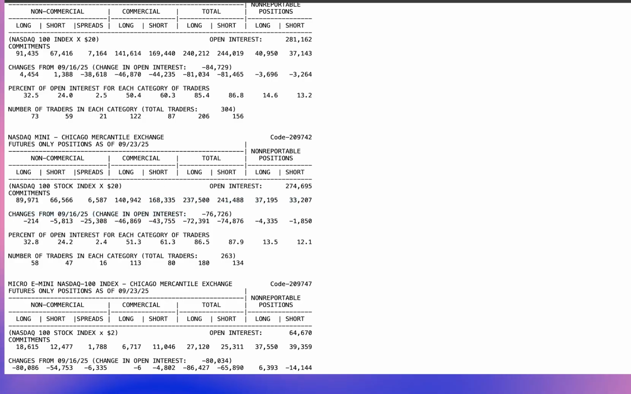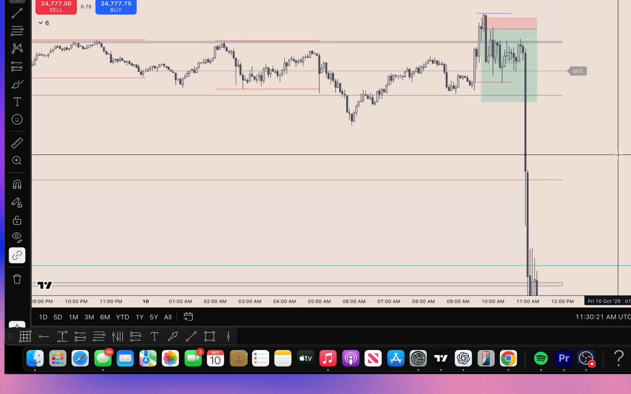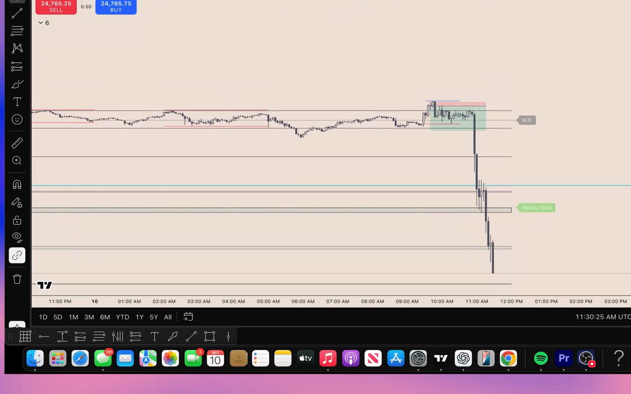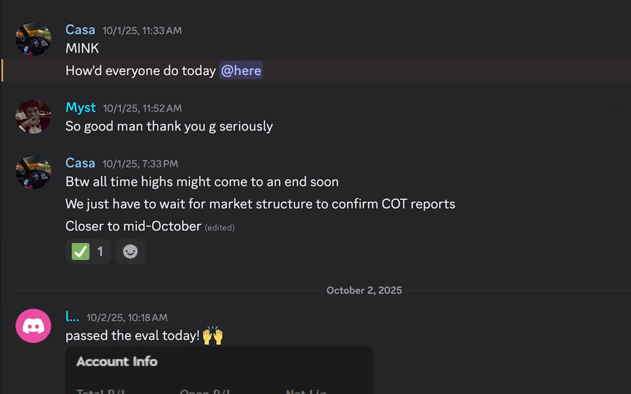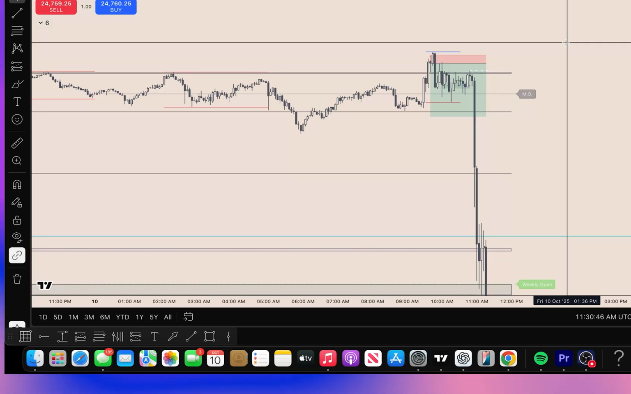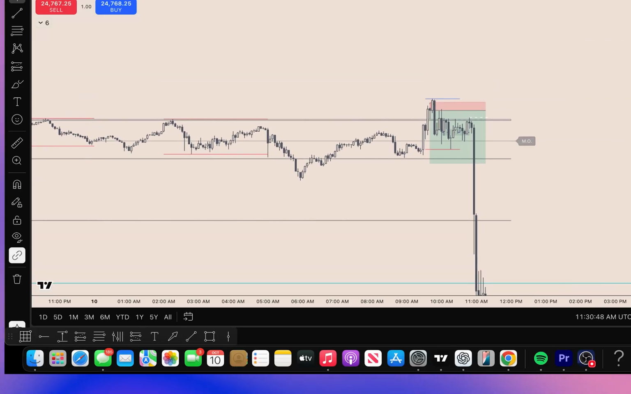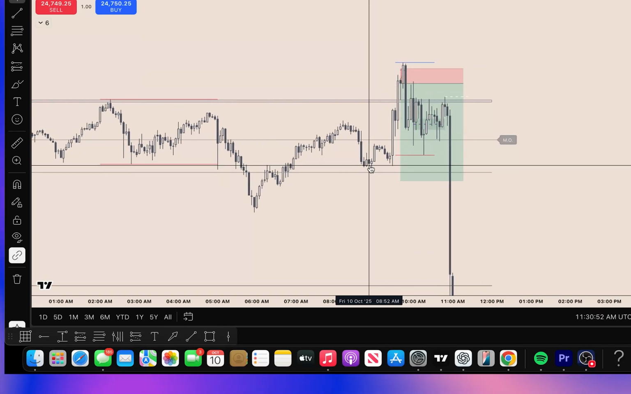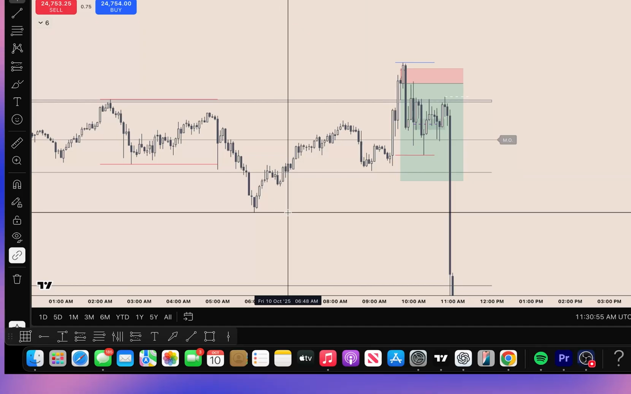And I actually utilized this today as well. All right, so this is today's chart, right? I can't make this up. She sent a message out to the Discord saying that we're going to be nearing the end of all-time highs during October, right? My formula with the COT reports. And this is my exact entry, off of this change of state, this order block. I was just targeting these smooth lows and these smooth lows down here.